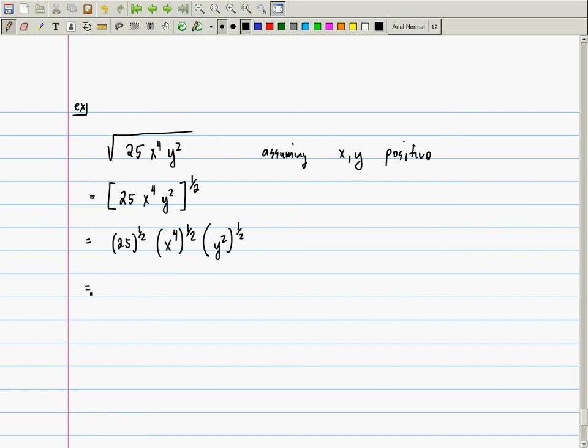Now, 25 to the 1/2, what is that? 5, good. Now x to the 4 to the 1/2, these exponents are iterated, so what do you do with the exponents when they're iterated? Multiply. So this will be x to the 2. Good. Now y to the 2 to the 1/2, when they're iterated, you multiply, so this will be just y. Right, y to the 1.